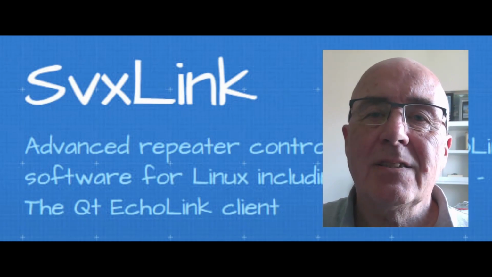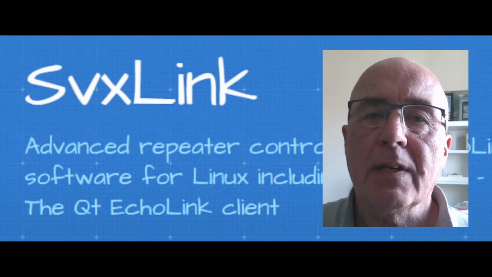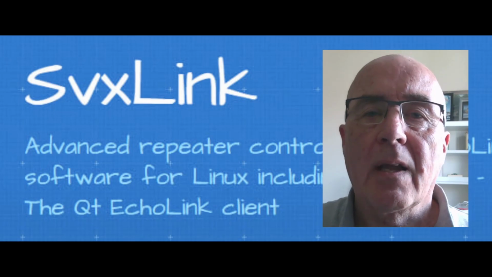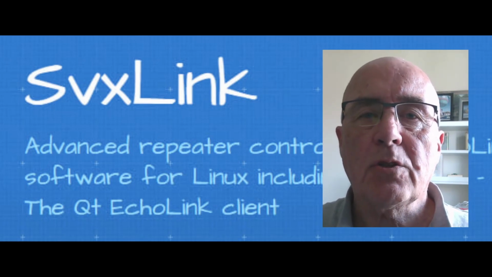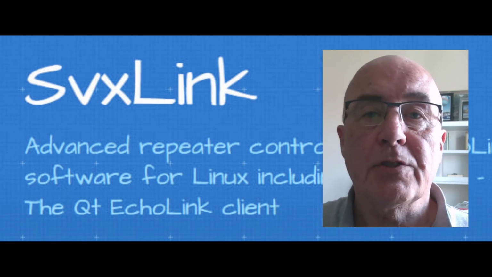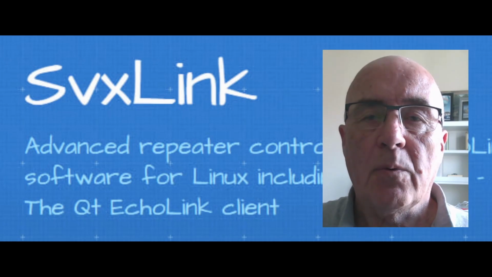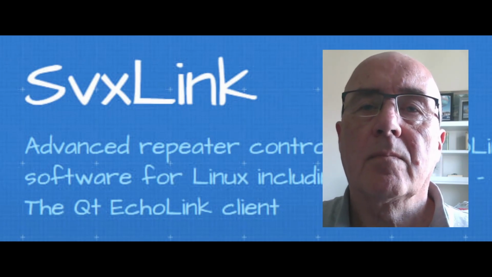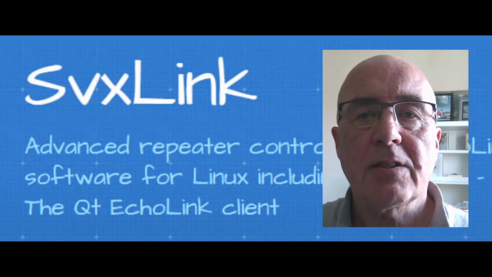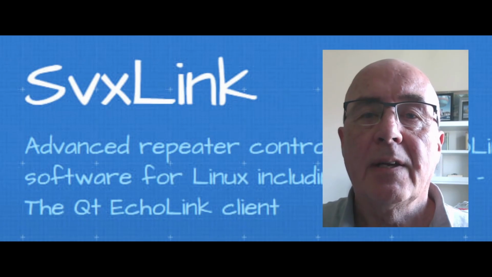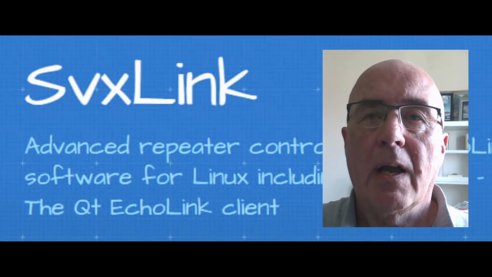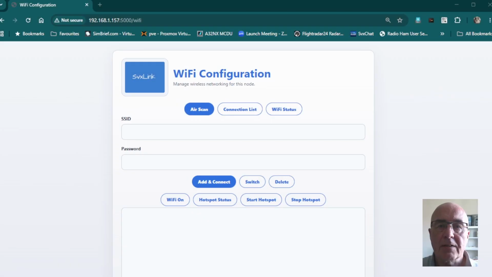Once you're in, on your local device you need to open the following URL: svxlink.local:5000, that's 5000, /wifi. If you can't find that, then try 192.168.50.1:5000/wifi. And you end up with a page like this.